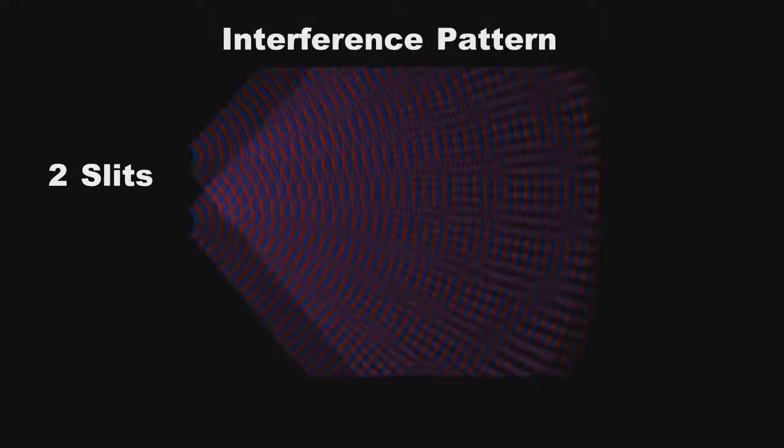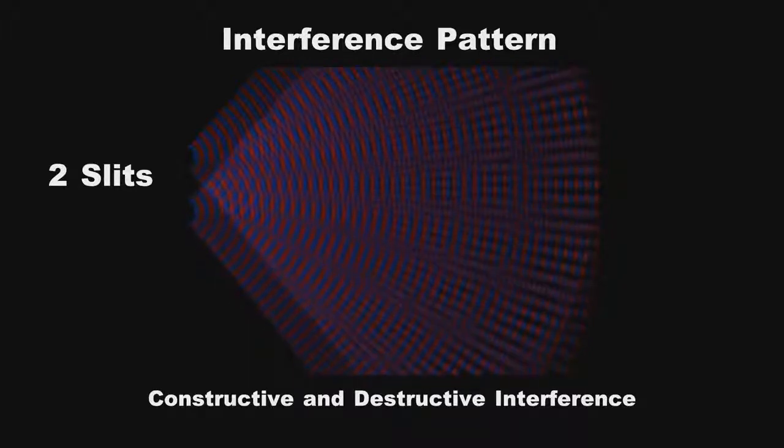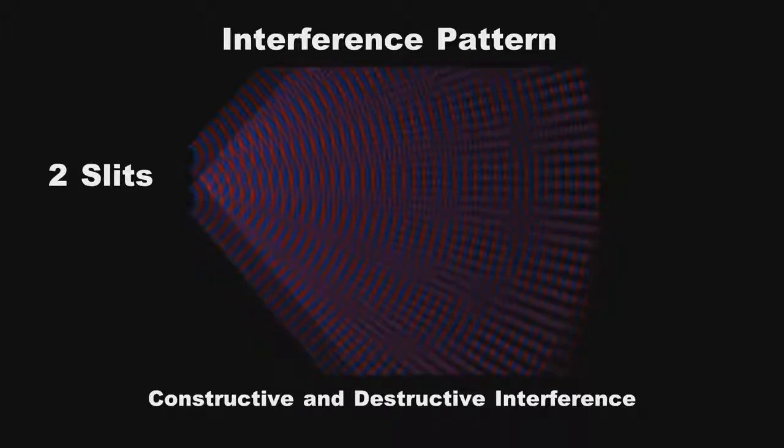Now let's see what would happen if we had two slits with photons passing through them. The distance between the slits is varied so that we can observe changes in the interference pattern. These interference patterns are the result of constructive and destructive interference.